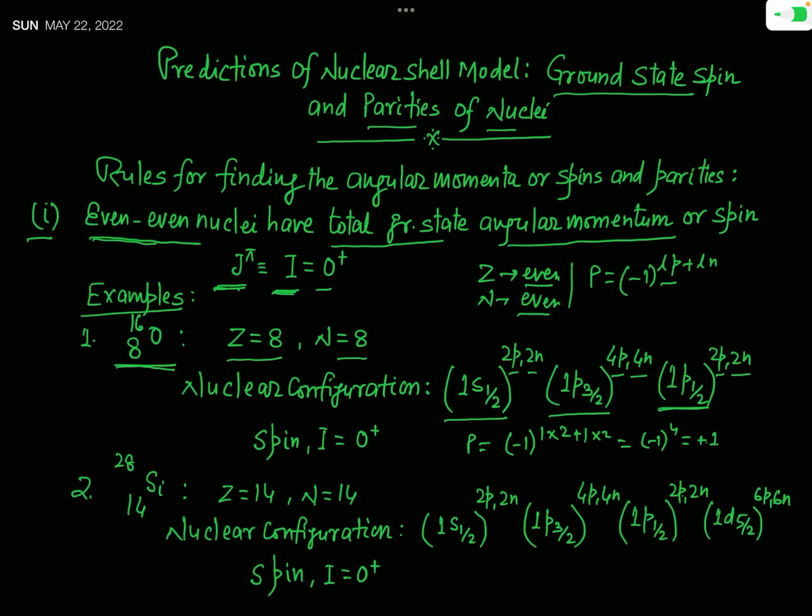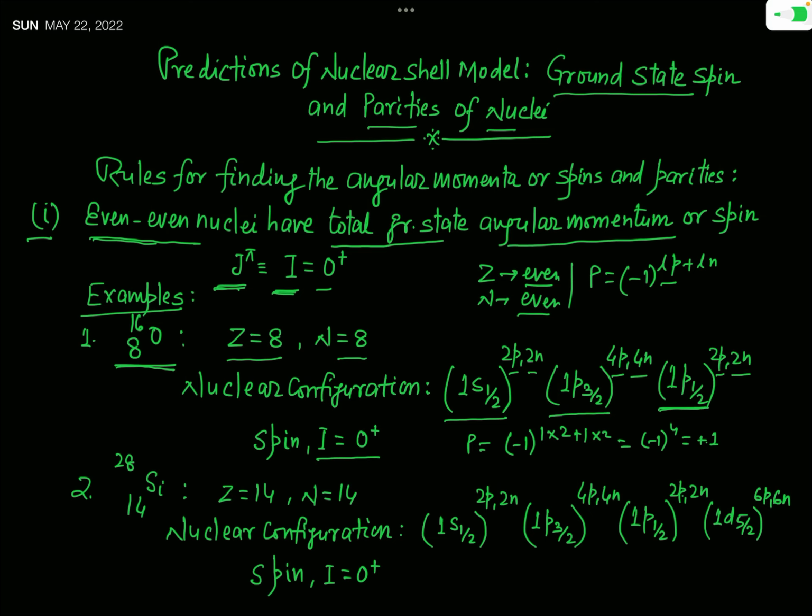And since all the shells are closed, as the rule says, in this case the ground state spin will be 0. So in fact we write this spin as I equal to 0+. The plus actually denotes the parity and 0 denotes the spin. Okay. Now take another example.